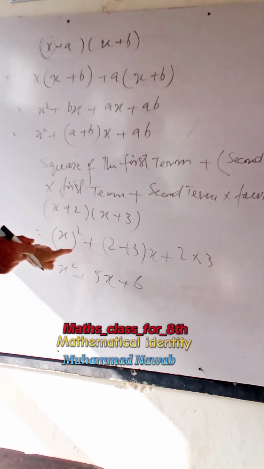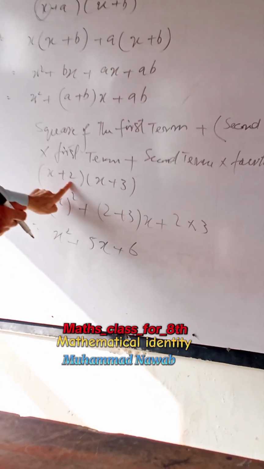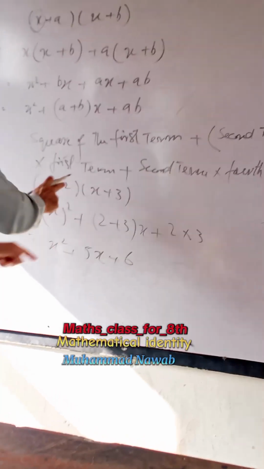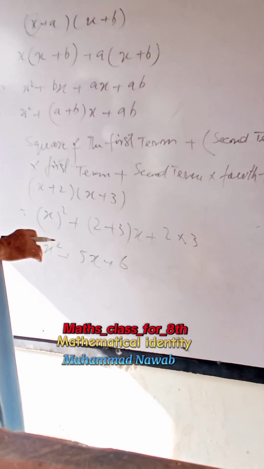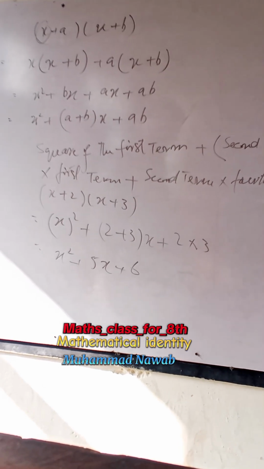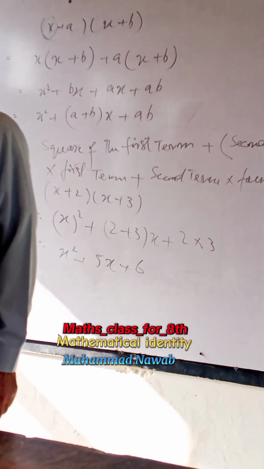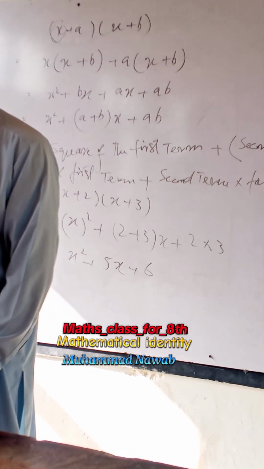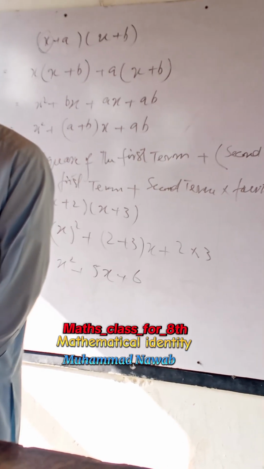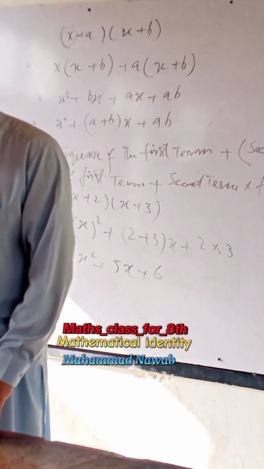But here the second term is 2 and the fourth term is 3. So 2 and 3 will be multiplied. So we can solve different questions by using this identity. If you remember this identity, you can solve any question regarding this mathematical identity.